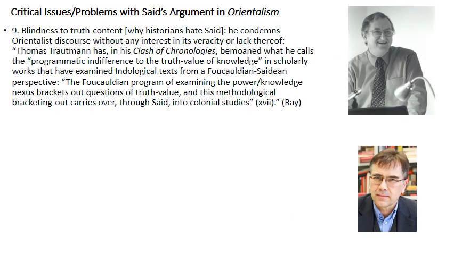Finally, and I'm quite tired here, we're nearly done. We are going to talk about historians and why historians have a problem with Said. Mainly, to put it very simply, they have a problem with his methodological bracketing out of truth content. They have a problem with his blindness to truth content. Said condemns Orientalist discourse as a kind of Western racism and essentialism, without any interest in its veracity or lack thereof. That is, in its truth content.